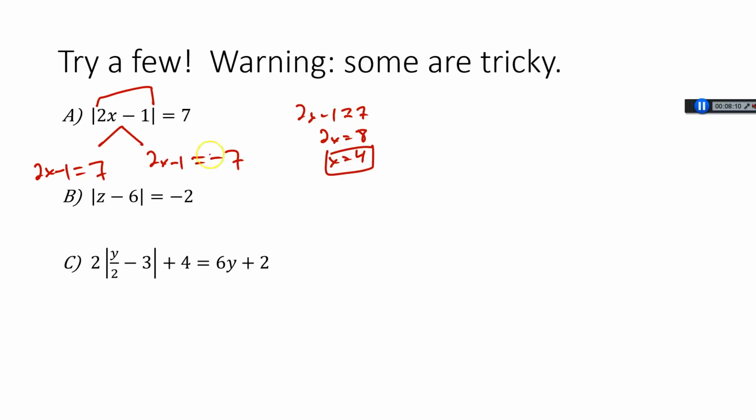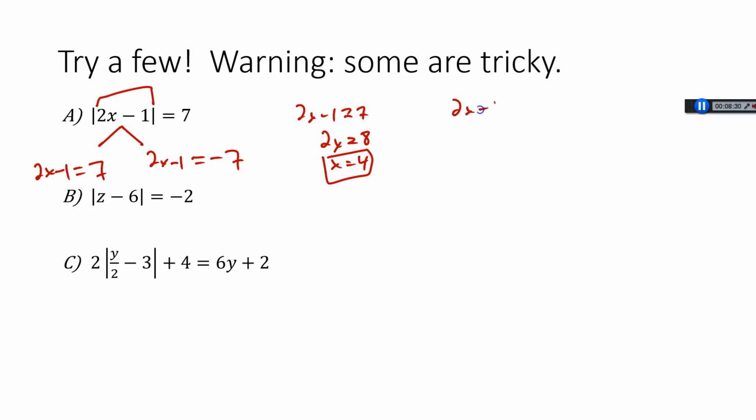The other one, if 2x minus 1 equals... Oh, I did that wrong. I thought the answer was different. Add 1 to both sides. Nope, that was right. My gosh. So 2x equals 8. X is 4. Yep, I like that. Okay.